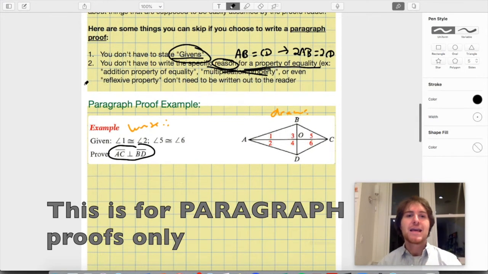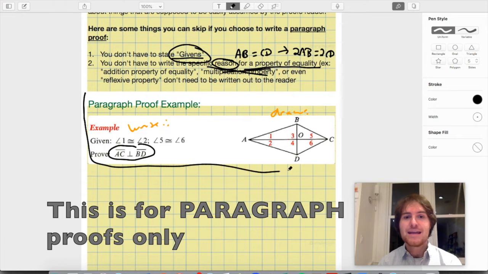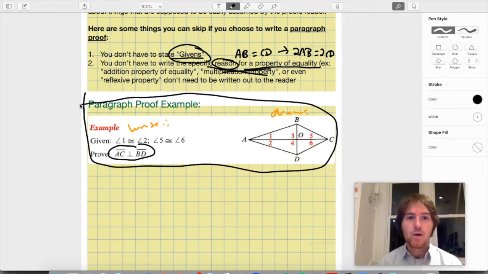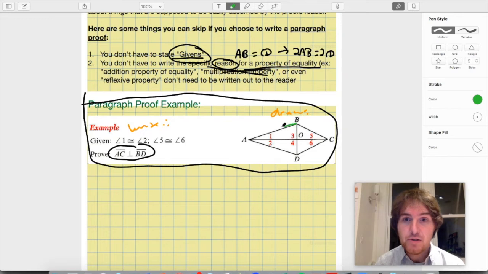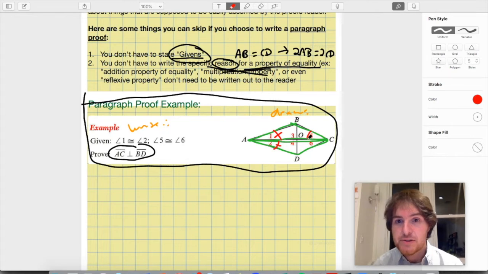Let's write ourselves a paragraph proof example for this one right here, okay? Do we have to start with our givens in the paragraph proof? No, we don't. So what we can do is start making a case here. Remember the first thing that we did in this proof? We wanted to prove that these two triangles were congruent, this triangle up top here and this triangle down here. And the reason we were able to do that is because angle 1 was given to us. I would still mark this up. You're not doing this for your reader, you're doing this for yourself, so you can solve the puzzle here. Angle 5 congruent to angle 6.